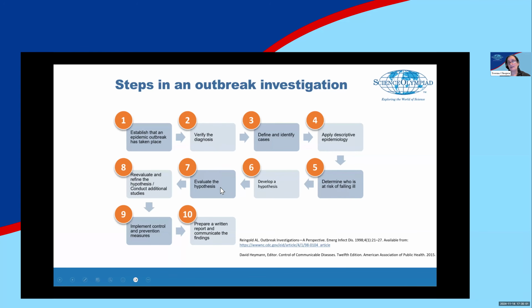Then I'm evaluating it through the help of my environmental folks. And then I'm conducting additional studies. I'm implementing changes so that I can stop the chain of transmission through infection control and prevention measures. And then the last step is to write the report and communicate the findings.